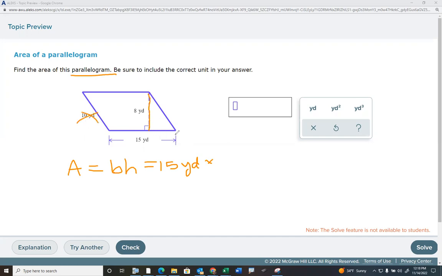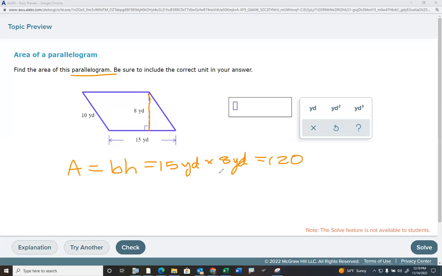So we don't even need the 10 for this problem unless we wanted to find the perimeter, which we're not doing. So 8 is going to be it. We want that straight up and down, not this slanted thing here. We don't want the slant for the height. And then 15 times 8 is 120.